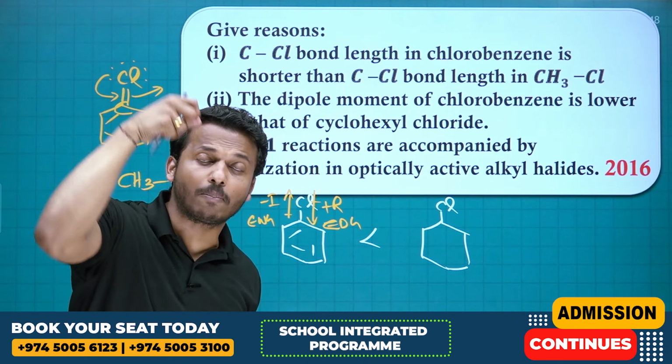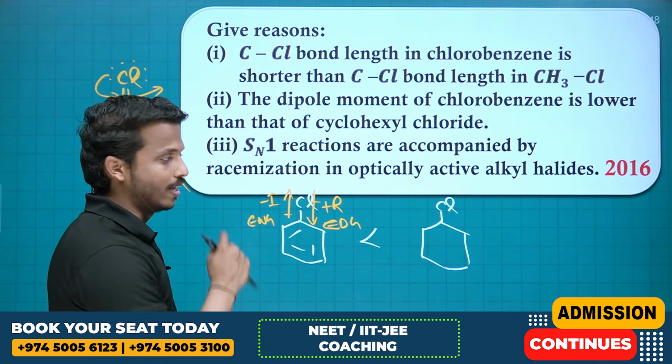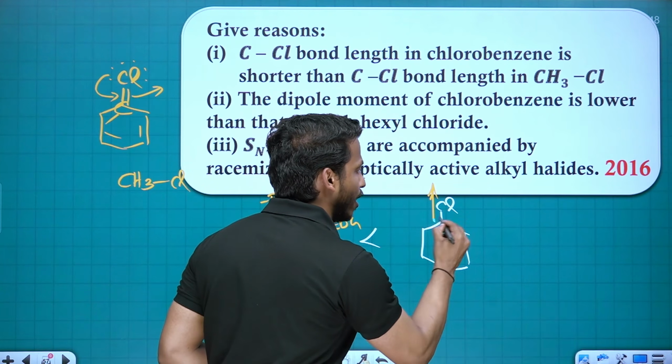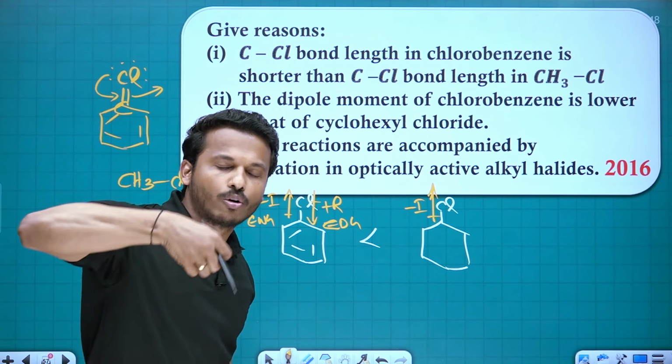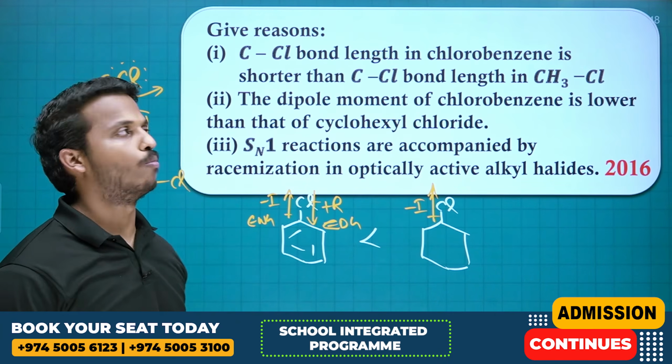Withdrawing effect as well as donating effect. That means minus I and plus R effect. So there is some cancellation, so its dipole moment is lesser. Whereas when a halogen is present on an alkane chain, only one effect is there, the minus I effect. So the full dipole moment is in one direction, so it has the highest dipole moment.